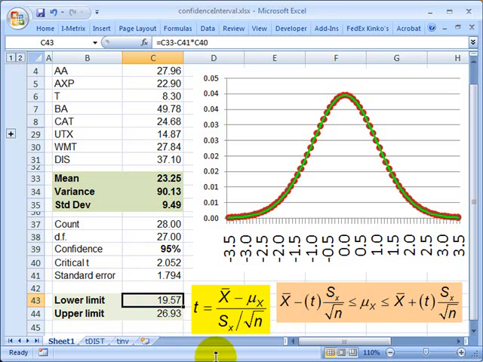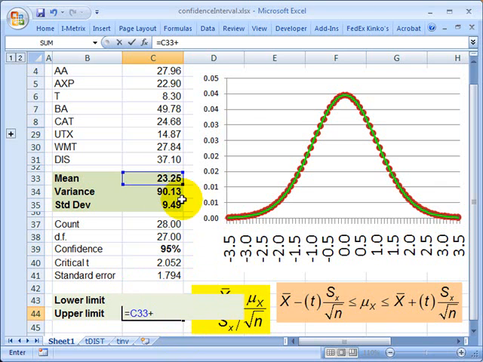And so if I go over here to lower limit, I'm going to take the sample mean and I'm going to subtract the critical t multiplied by the standard error, 19.57. And if I go to the upper limit, I'm going to take the sample mean, and this time I'm just going to add the critical t multiplied by the standard error, and I get 26.93. And so you can see I have a lower limit and an upper limit. In the middle is my mean.